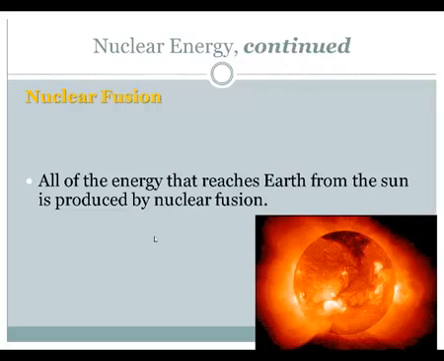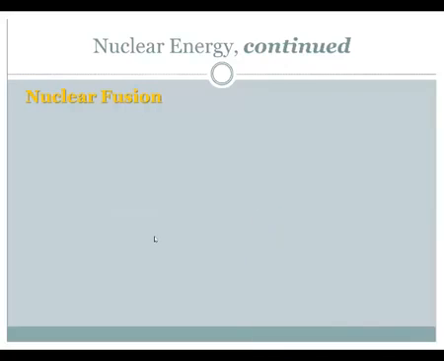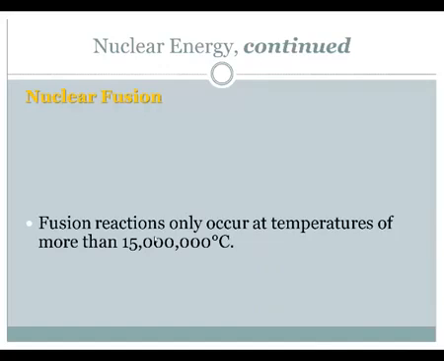So we can produce a fission reaction on Earth with a nuclear reactor. We cannot produce a fusion reaction on Earth. The sun is the only thing, or stars are the only thing we know of that produce a fusion reaction. Fusion reactions only occur at temperatures of more than 15 million degrees Celsius. So that's part of the reason why we can't get this reaction to occur on the planet. Scientists are studying ways to try to get it to happen.